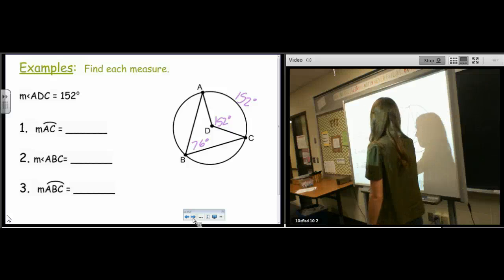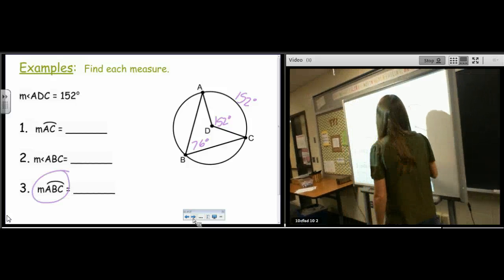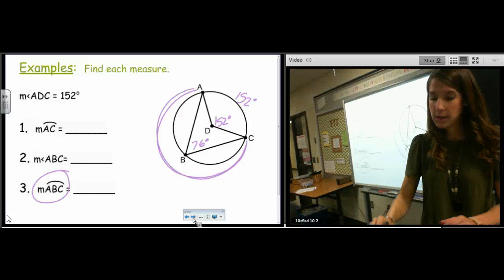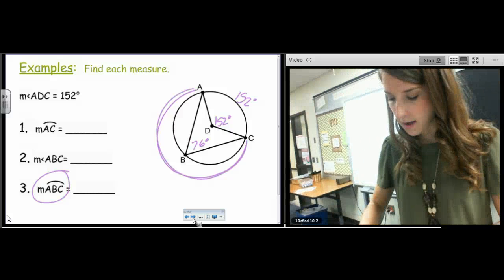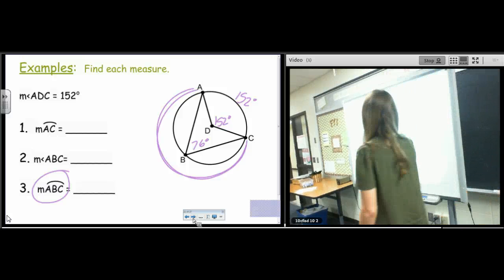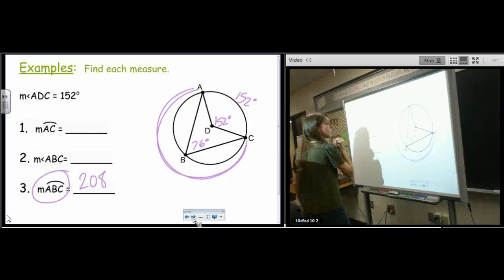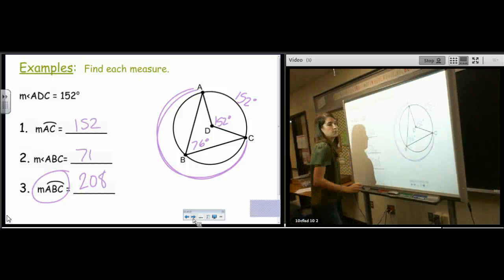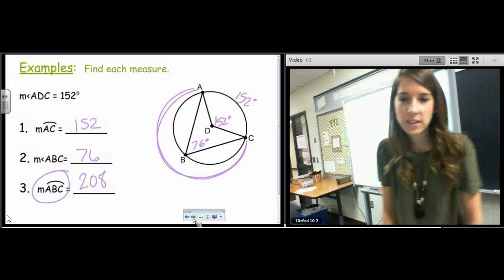Measure of arc ABC, that's a major arc. So that's 360 minus 152. 208. And 152 and 76. It's way too easy.